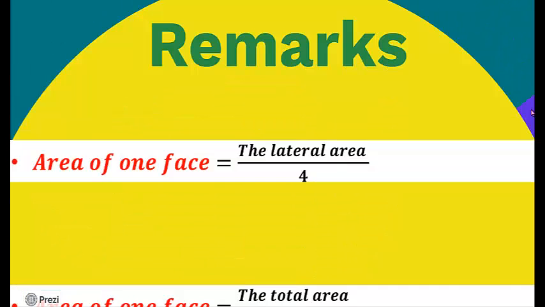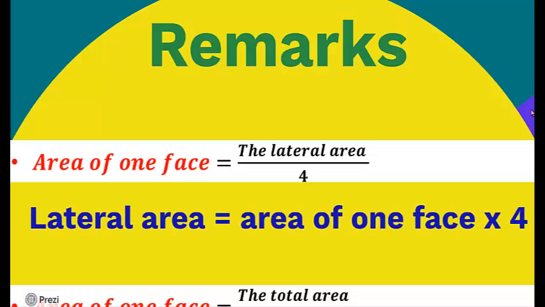But we still have some remarks we need to know to be able to answer all the questions on lateral and total area of a cube. We said that the lateral area equals the area of one face times 4, right? What if I want to find the area of one face? In this case, I divide the lateral area by 4. So the area of one face equals the lateral area divided by 4.